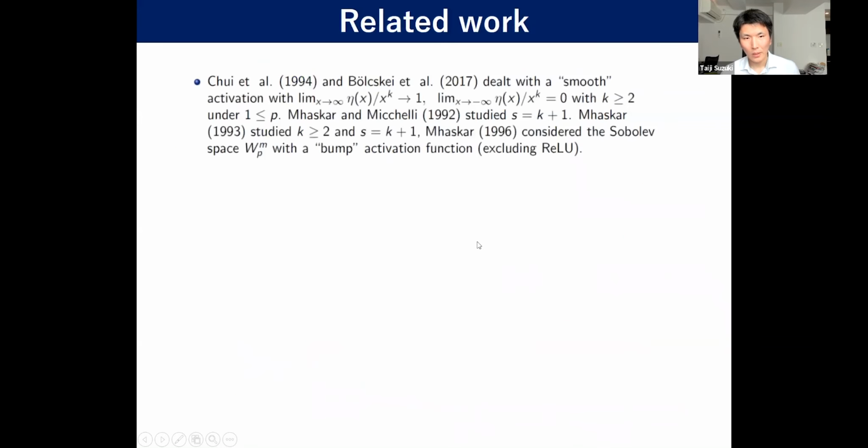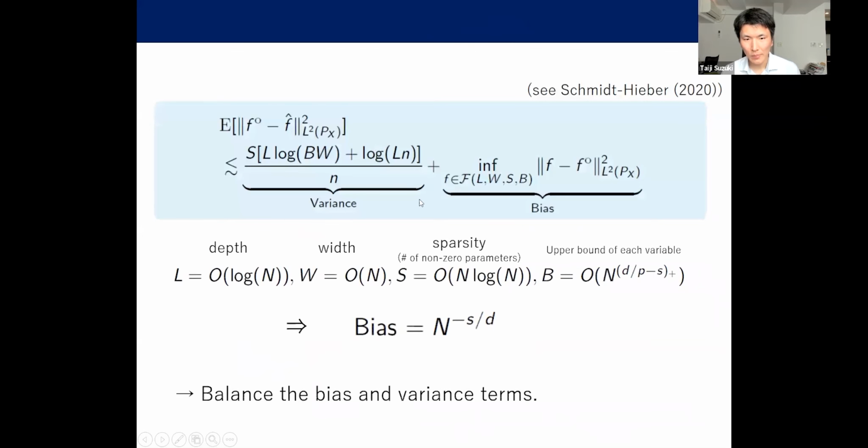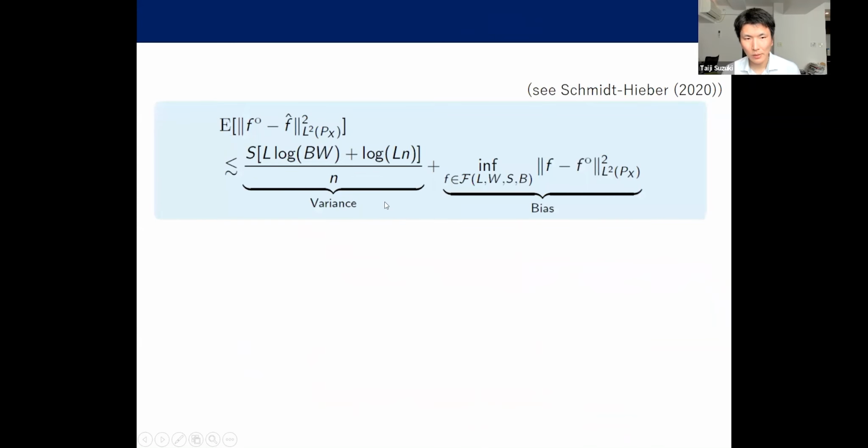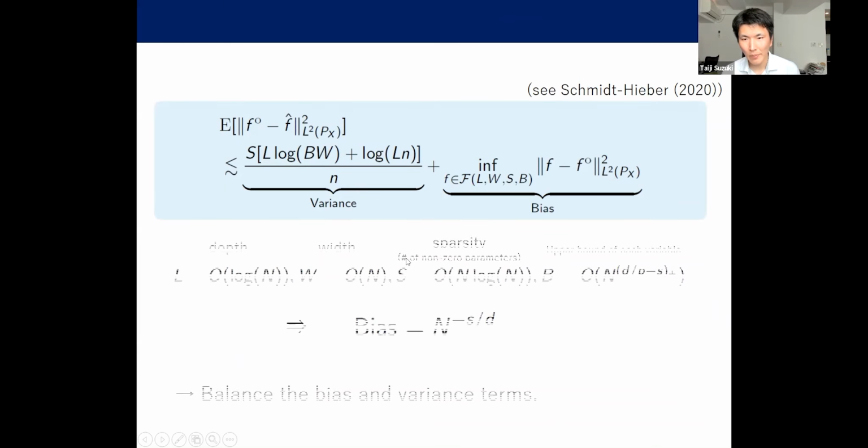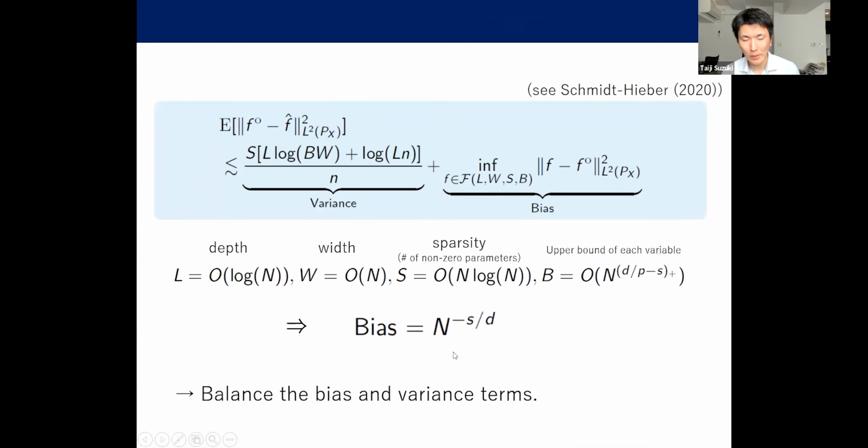And so finally, we consider the estimation errors. As we have considered, the estimation error is decomposed into bias and variance. The bias has already been analyzed like this. And as for the variance, through some calculation of the log of the covering number, we can show that the variance is bounded by basically the number of non-zero parameters S times depth divided by sample size N. So basically the sparsity, the number of non-zero parameters S, comes in here.